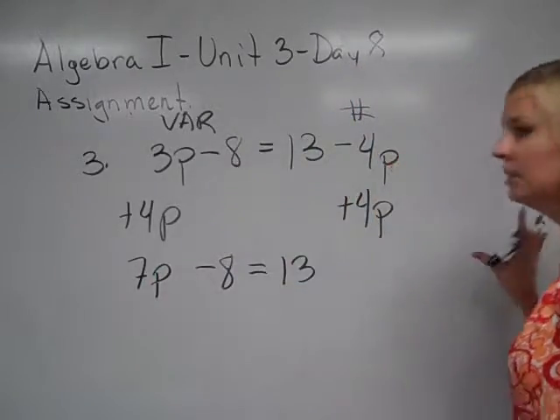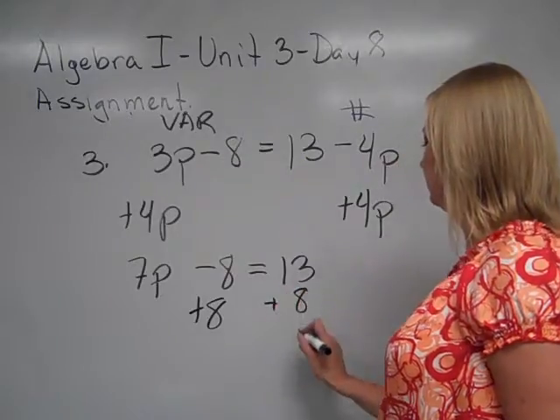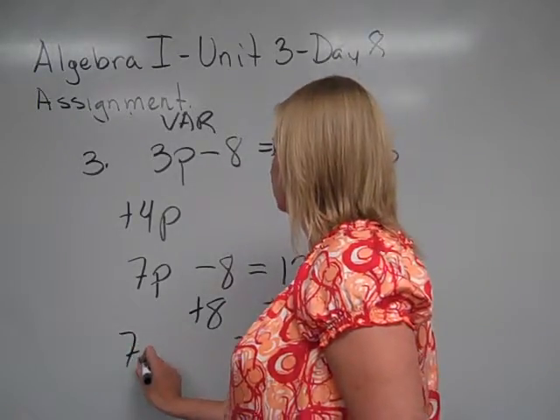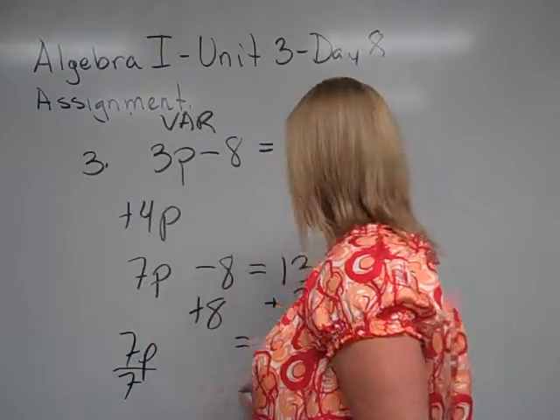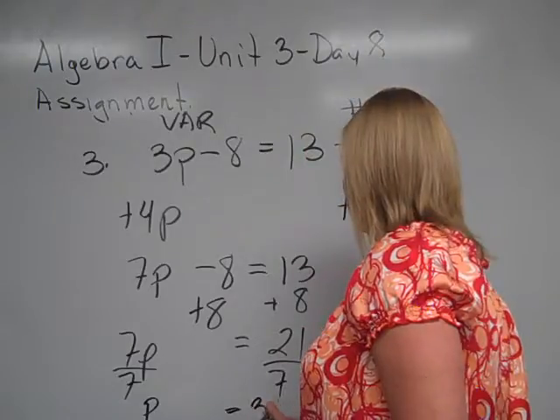All of our numbers go to the other side, so let's add 8 to both sides. Divide both sides by 7. p is equal to 3.